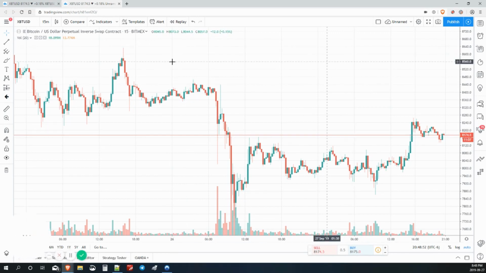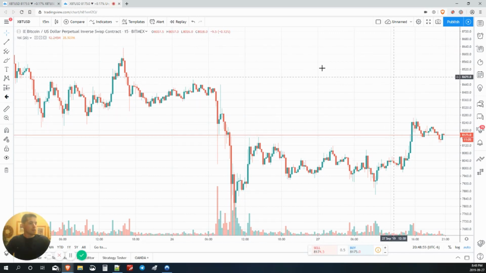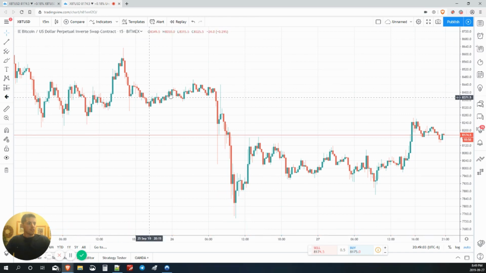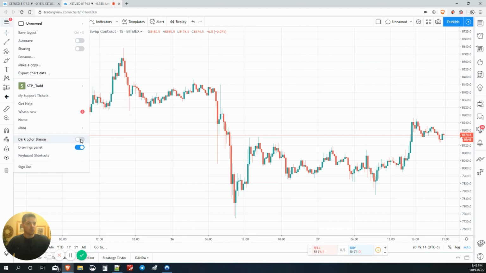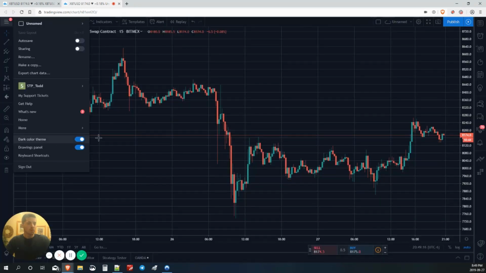Loading up a brand new fresh chart, you can see it comes with the new volume indicator there, TradingView Basic. I'm just going to get rid of that. The other thing you'll note here is it's white theme. Some of you guys like white theme, some of you like dark. That's personal preference. I like the dark, so I'll turn the dark back on.